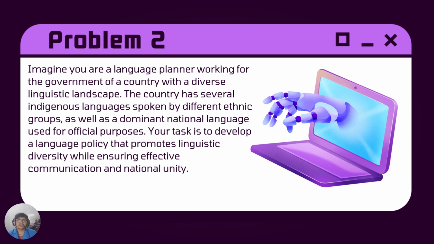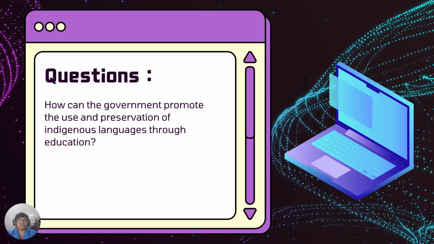Problem 2. We'll read it first as usual. Imagine you are a language planner working for the government of a country with a diverse linguistic landscape. The country has several indigenous languages spoken by different ethnic groups, as well as a dominant national language used for official purposes. Your task is to develop a language policy that promotes linguistic diversity while ensuring effective communication and national unity. So the question is, how can the government promote the use and preservation of indigenous languages through education?